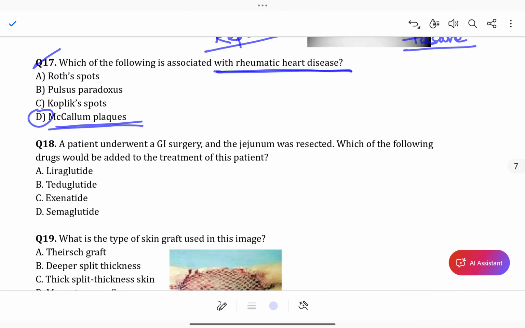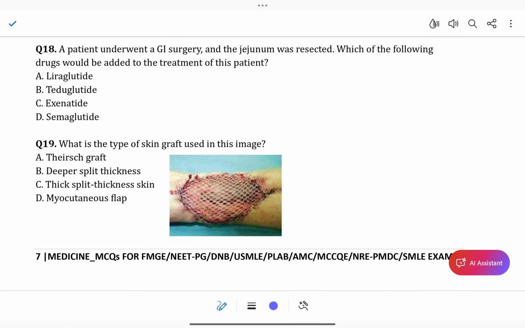Come to question number 18. A patient underwent GI surgery and the jejunum was resected. Which of the following drugs would be added to the treatment of this patient? Option A, liraglutide, option B, teduglutide, option C, exenatide, option D, semaglutide. The answer is teduglutide, option B.